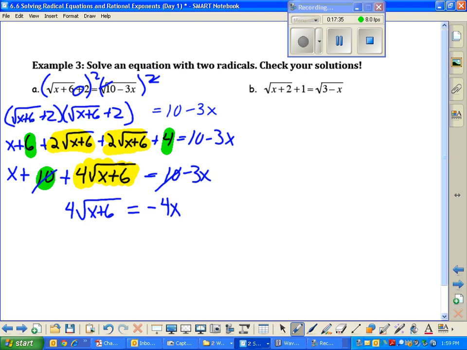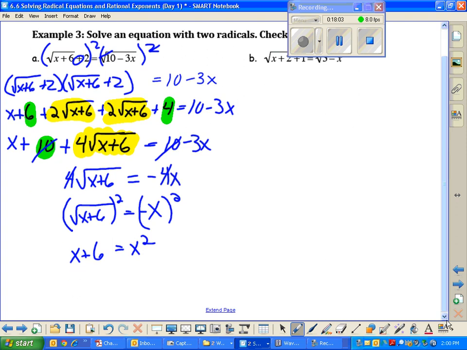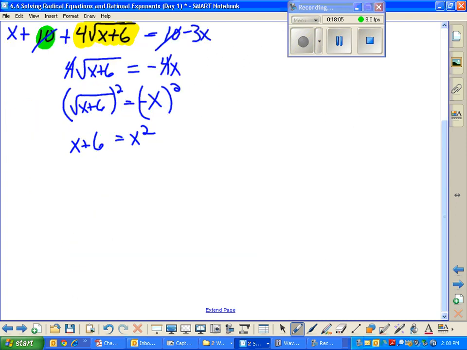Questions so far? Okie dokie. Do you see how there's a 4 and a negative 4? I could divide both sides by 4. Again, I'm trying to isolate the radical. So what I get there is the square root of x plus 6 equals negative x. I'll square both sides. Remember, when you square a negative, you get a positive. So I get a positive x squared on the right side there. And then I'm going to factor to solve this. But first, I have to get one side equal to 0.